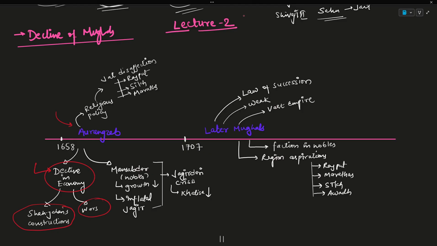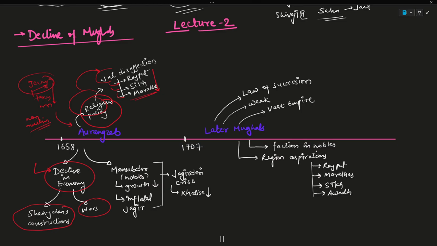Another reason for decline was his religious policies. As we knew from the lecture, he brought the jizya back. I explained in the last lecture, it is about imposing taxes on non-Muslim people. So this created some differences, and there were defections from Jats, Rajputs, Sikhs, Marathas. So all these things were problems.